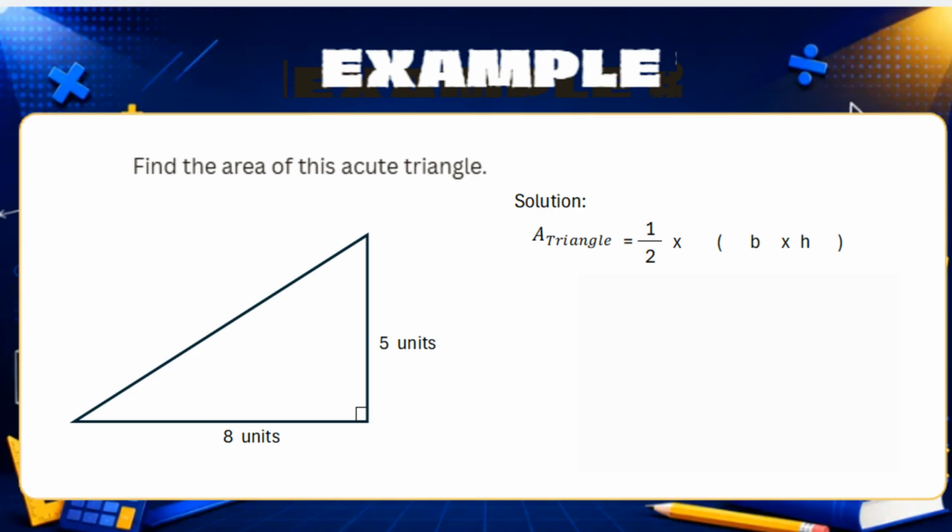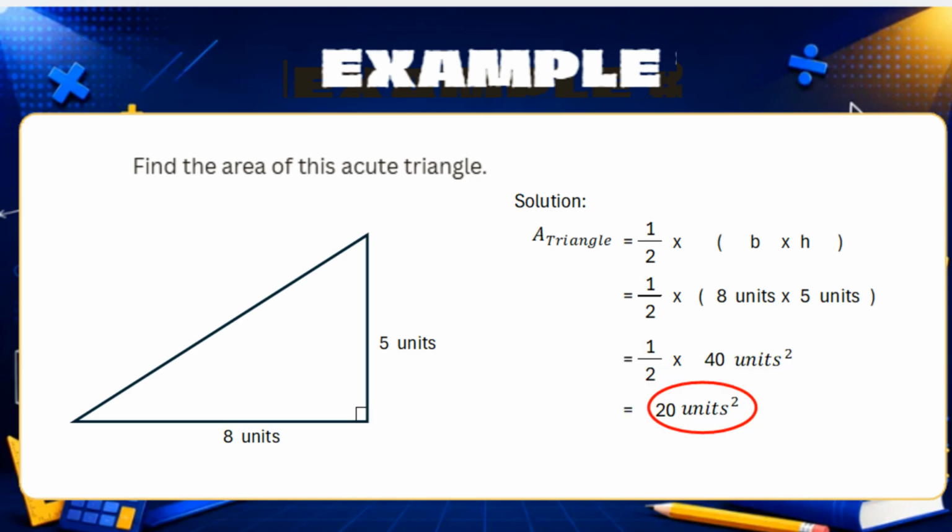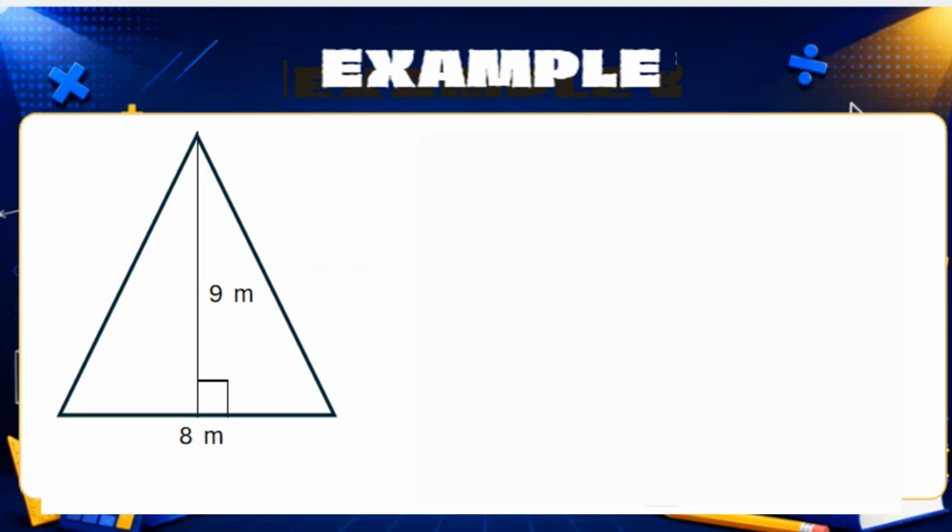Next, multiply the base by the height. Then take 1/2 of the product. For example, if the base is 8 units and the height is 5 units, multiply 8 by 5 to get 40. Half of 40 is 20. So the area would be 20 square units. The same formula works for acute, right, and obtuse triangles.